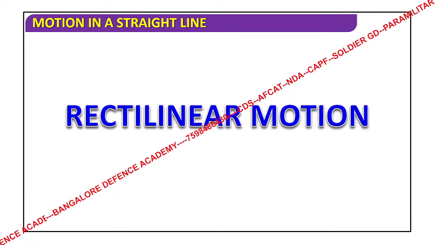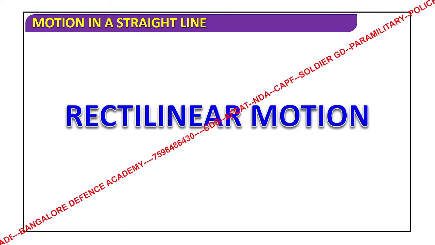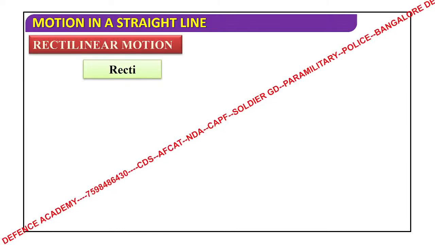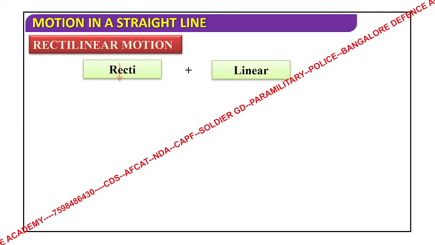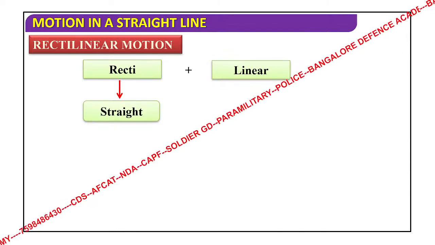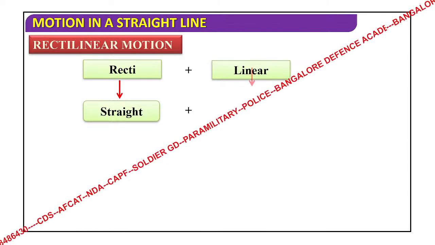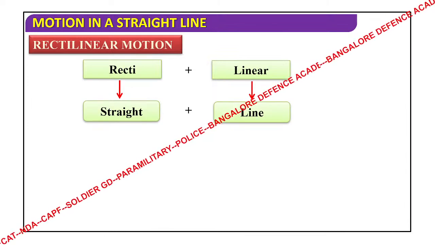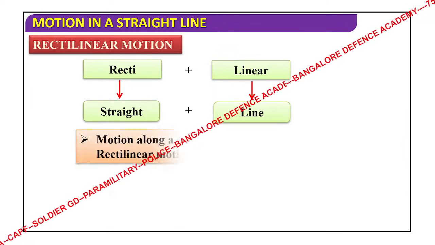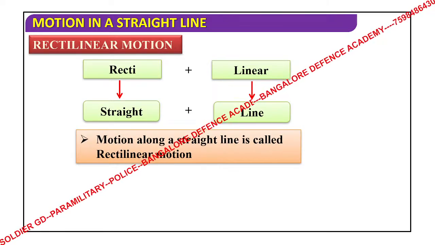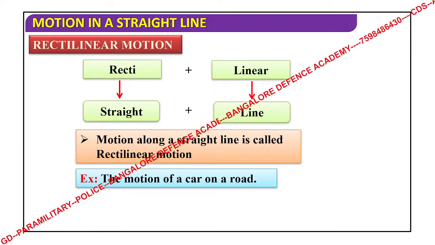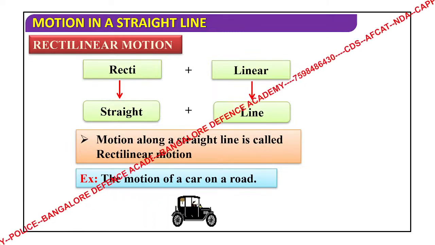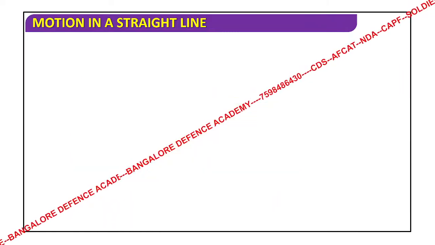Next, rectilinear motion. So first let us try to understand what's the meaning of rectilinear. Recti plus linear. What is the meaning of recti? Recti means straight. And what is the meaning of linear? Linear means line. So a motion in a straight line is also known as rectilinear motion. Motion along a straight line, here is an example, like a car on a road. Okay, so a car moving on a road is an example of rectilinear motion.